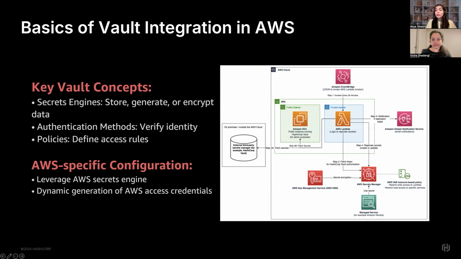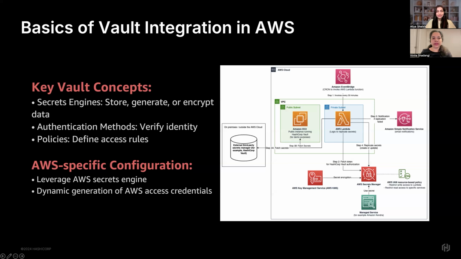Now, let's look at AWS-specific configuration. Vault provides an AWS secrets engine, which is crucial for our integration. This engine allows Vault to dynamically generate AWS access credentials. Instead of long-lived static AWS keys, Vault can create short-term credentials on demand, significantly reducing the risk of credential exposure. AWS Secrets Engine can be configured to work with IAM users, roles, and even generate dynamic IAM users for ultimate flexibility and security.